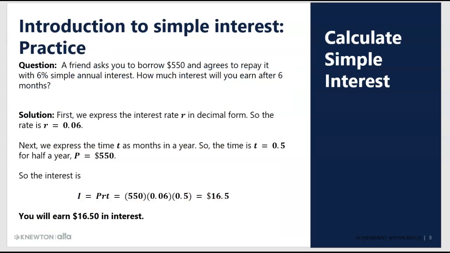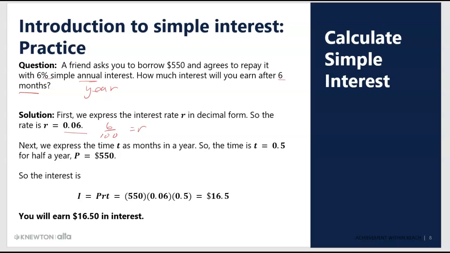So now, a friend asks you to borrow $550 and agrees to repay it with 6% simple annual interest. How much interest will you earn after 6 months? Well, I'm going to tell you right here. I see this months. I immediately know, so this is 6% simple annual. Annual means year, means 1 year. So the interest rate will be 6 over 100. That's where I get this 0.06 from. That's my R. When you do that in your calculator, or when you just do it because you know how to divide by 100, you get 0.06.